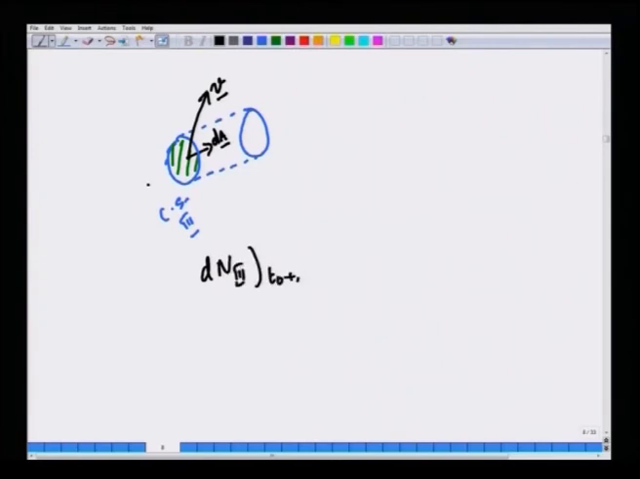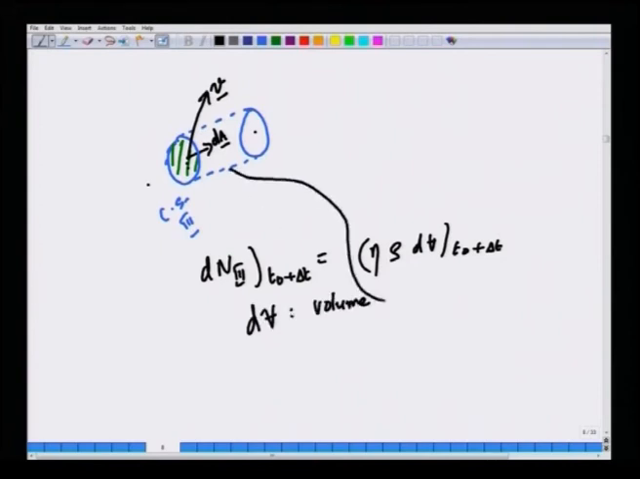So, dN3 at t 0 plus delta t is nothing but, why is this surface moving? By virtue of the velocity. So, the change in the quantity such as mass, momentum or energy, because of the fact that this surface has moved from here to here, is nothing but eta rho dV at time t 0 plus delta t, where dV is the volume of this cylindrical element.